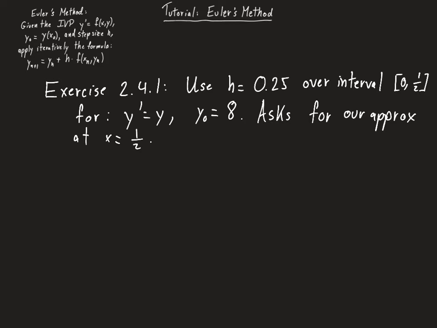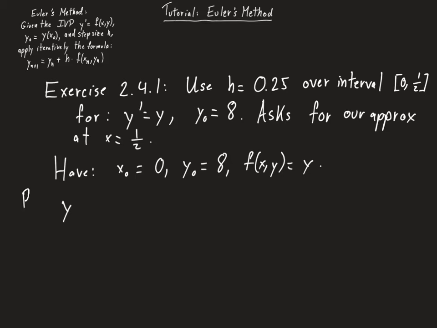Alright, so we have, so far, that x0 is equal to 0, y0 is equal to 8, and our f of x y is equal to y. This is very straightforward then. So now by using the formula, we get that y1 is going to be equal to y0 plus h times f of x0 comma y0.